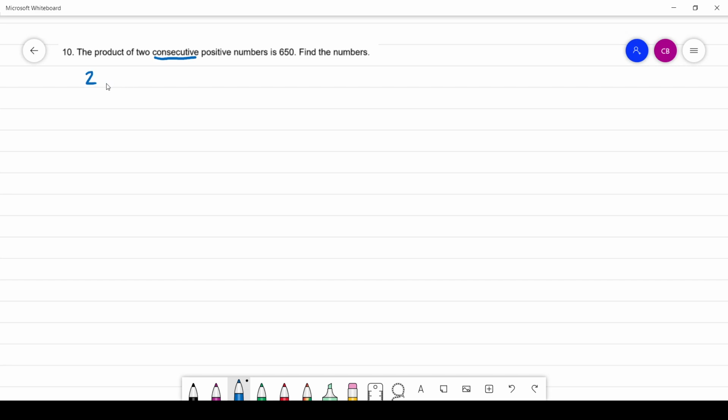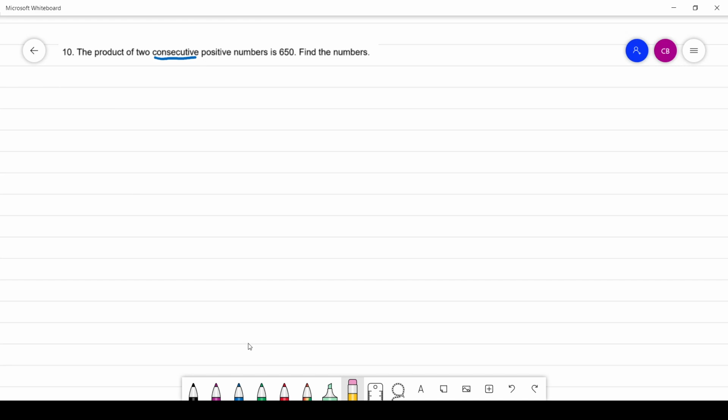If I have two numbers, 2 and 4, these aren't consecutive because there's a number in between them, 3. But if we had the numbers 5 and 6, maybe 10 and 11, 100 and 101, these are all consecutive numbers because they follow each other. They just increase by 1. So that's what consecutive means.